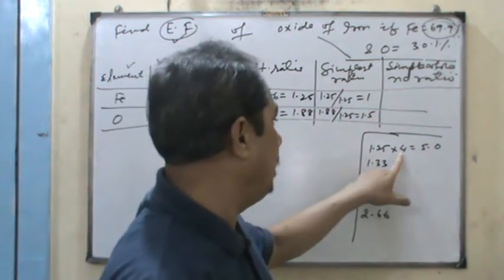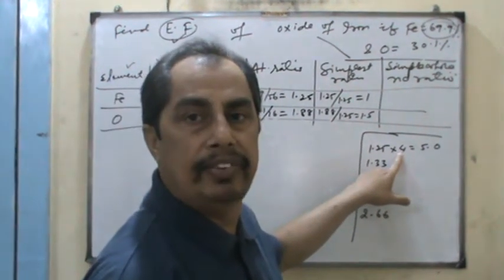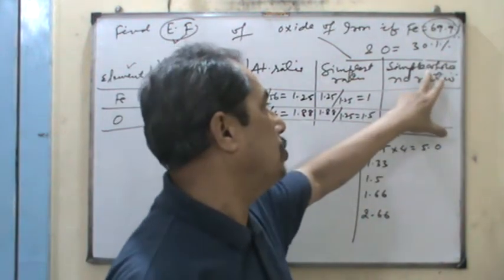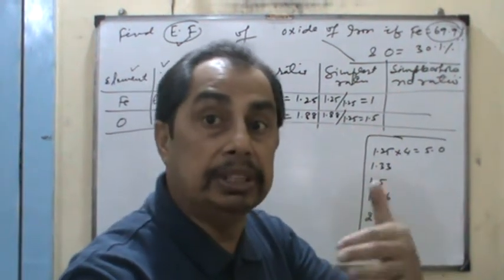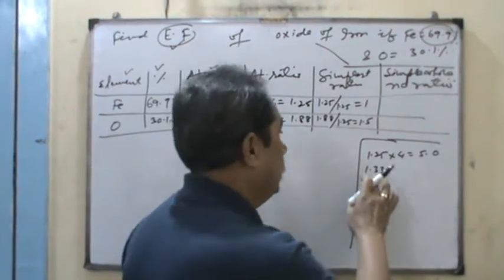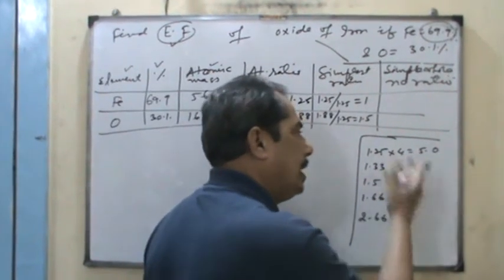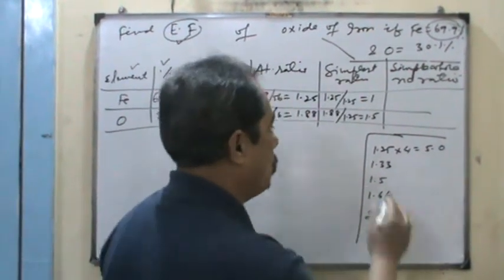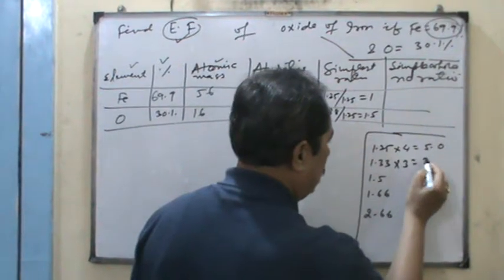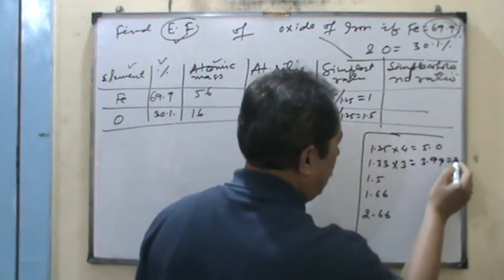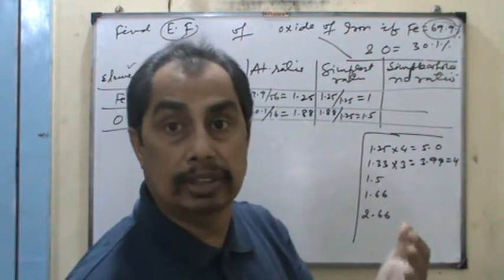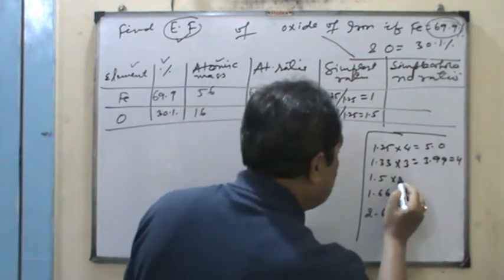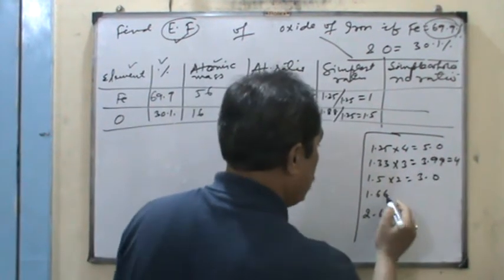Because if we multiply by 3, then it is 3.75. It is far away from the simplest ratio. Therefore, you have to go for the closest precise values. Therefore, 1.25, whenever multiplied by 4, we get the exact 5. So 1.33 multiplied by 3 gives 3.99, you can take 4. Now 1.5, tell me, 1.5 multiplied by 3 is 3.0.